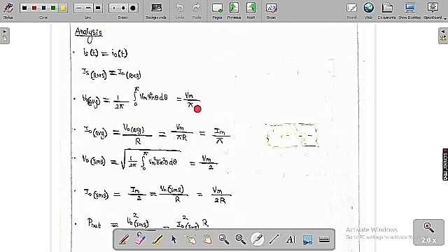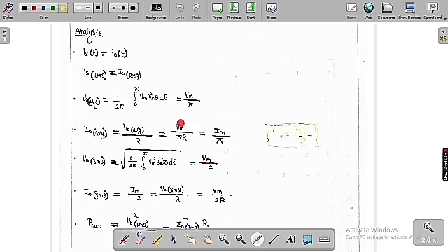So Vm by pi is the average value of the output voltage. If you want to know the average value of the output current, V naught average is equal to I naught average into R. Therefore I naught average is equal to V naught average by R. V naught average we have just found, which is Vm by pi. If you substitute here, we get Vm by pi into R.